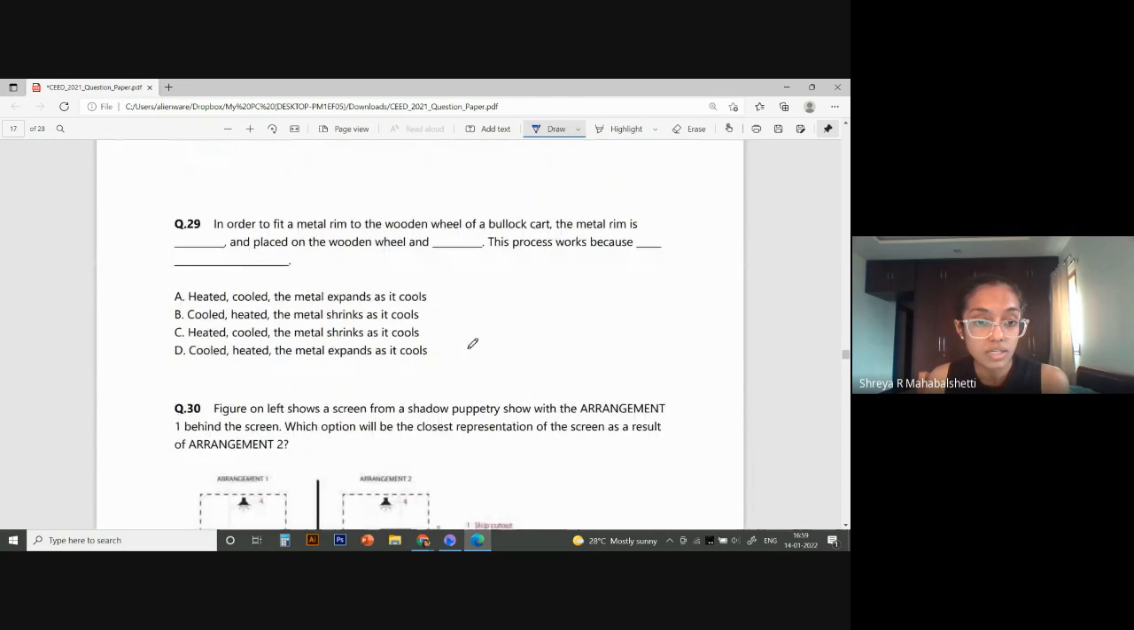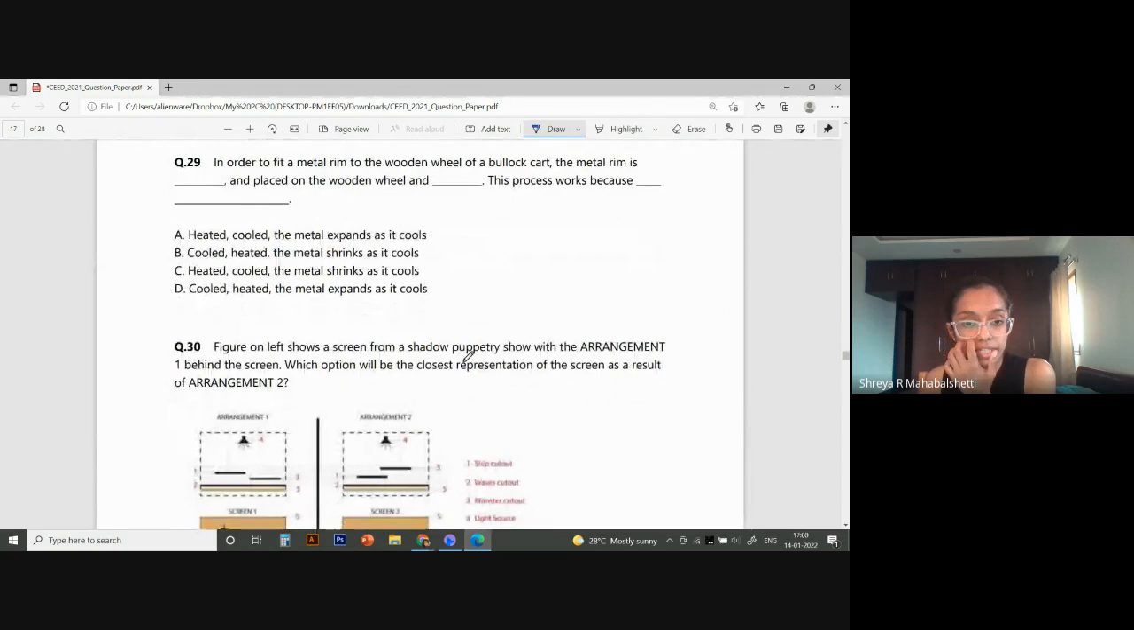Now, in order to fit a metal rim to the wooden wheel of a bullock cart, the metal rim is dash and placed on the wooden wheel and dash. The process works because dash. Okay. In order to fit the metal rim to the wooden wheel of a bullock cart, the metal rim is heated and placed on the wooden wheel and cooled. The metal expands as it cools.